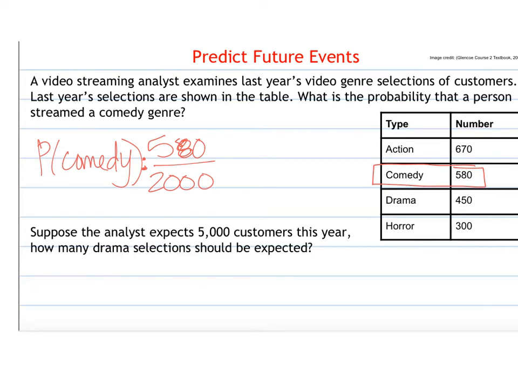Suppose the analyst expects 5,000 customers this year. How many drama selections should be expected? So if we're going to make it out of, so 580 out of 2,000, that also means that out of 2,000 people, 450 people liked drama. So if we change it to 5,000 on the bottom, and I know that if I multiply this times 2.5, I get 5,000. So I'm going to take 450 and multiply that times 2.5 also.